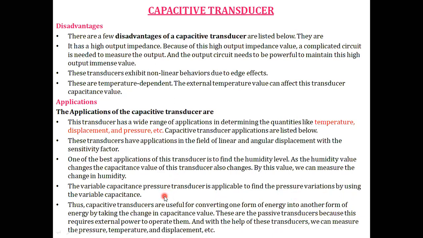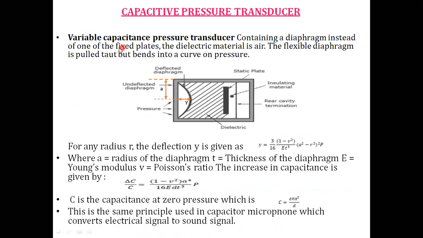We will see one application, that is the capacitance pressure sensor, the variable capacitance pressure sensor. This is the frame, and this is the dielectric. Let us assume that it has a dielectric. This is the static plate, insulating material, rear cavity. This is the extreme end cavity, that is the rear cavity termination, and a deflecting diaphragm. This is the deflected diaphragm.